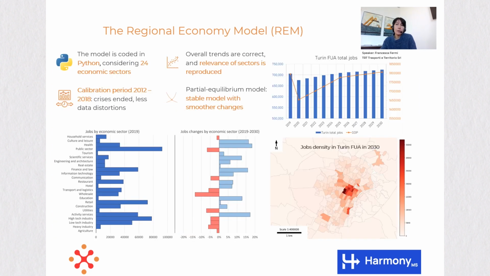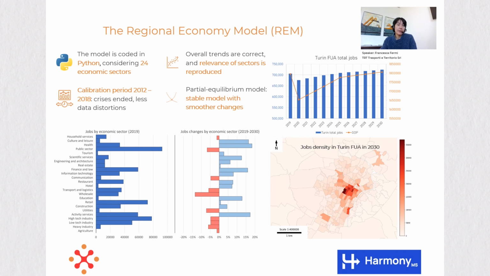The model has been coded in Python and calibrated for the period 2012-2018. Overall, the model reproduced correctly trends and the relevance of economic sectors. Nevertheless, it is a partial equilibrium model, which is a stable model with smoother changes.